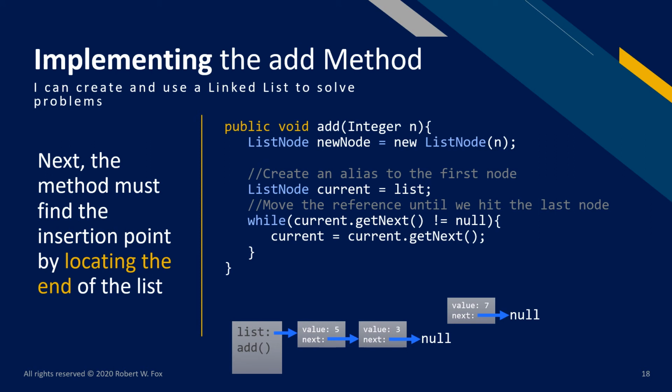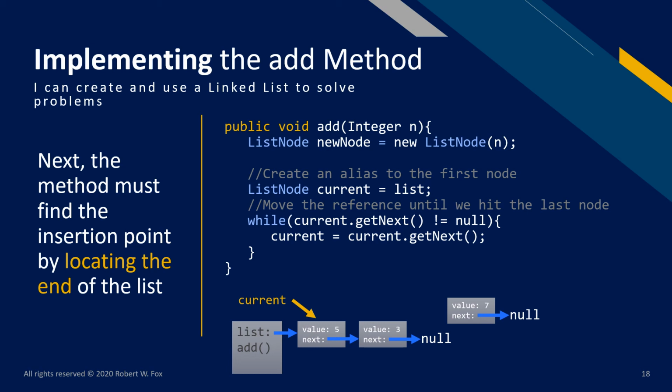Now that we have created this new node to be inserted into our list, the next step is to get to a point where we're ready to insert it. I've added a little bit of code here, and this code could be a little bit confusing. So let's walk through it one step at a time and see what it does. The first line I have creates a new list node reference: list node current equals list. Remember that list is always referring to the first element in our linked list. Here it is right here. By making this new list node current and setting it equal to list, I'm basically creating an alias to the first node. Current is starting at the beginning.